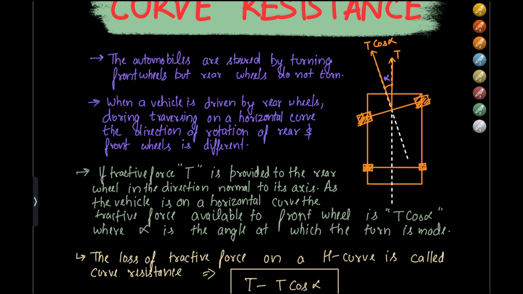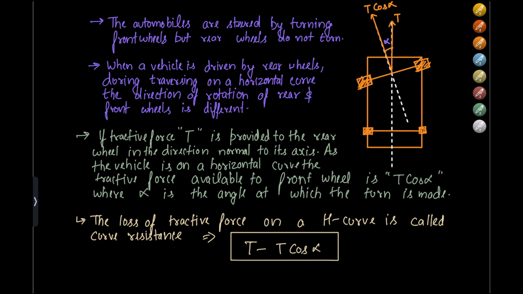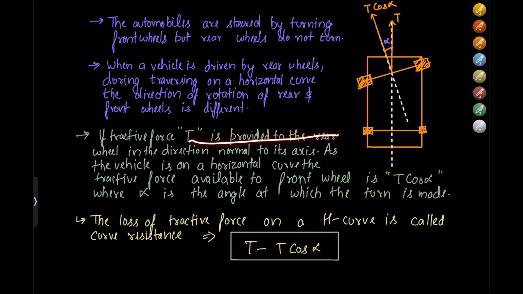When a vehicle is driven by rear wheels during traversing on a horizontal curve, the direction of rotation of a rear and front wheel is different. So that is why tractive force T is provided to the rear wheel in the direction normal to its axis. As the vehicle is on a horizontal curve, the tractive force available to the front wheel is T cos alpha, where alpha is the angle at which the turn is made. The loss of tractive force on horizontal curve is known as curve resistance. So it is represented by T minus T cos alpha.